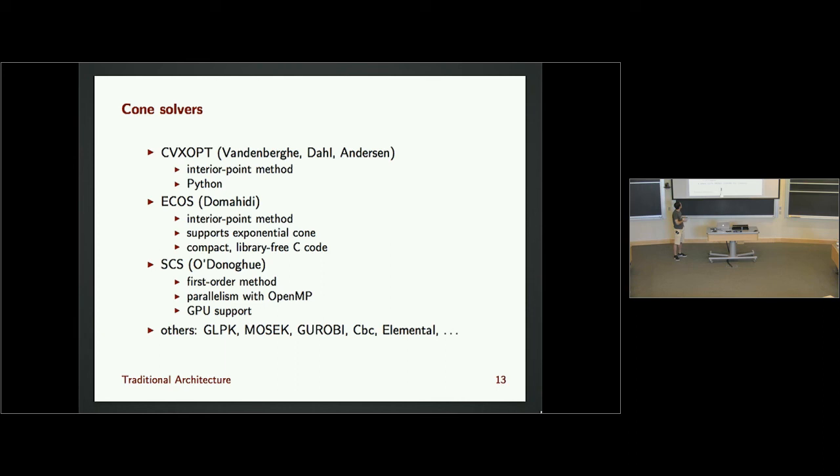Okay, so the traditional solvers are mostly interior point. In terms of what's accessible through CVXPY, you have CVXOPT, which is in Python. It's a standard primal dual interior point method done by Dahl and Vandenberghe and others. We also have ECOS, which is a more lightweight version that also supports the exponential cone. And that was done by Alex Domahidi. And we also have SCS, which is a first-order solver. So it takes a different approach that exposes more potential for parallelism, which you can exploit through OpenMP and GPUs. And there are interfaces to many other solvers, all through this cone standard form, and also through this sparse matrix representation.